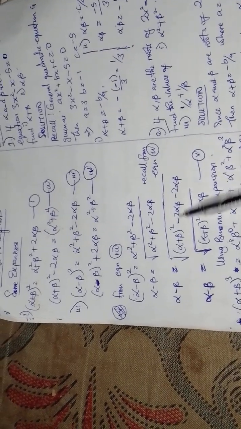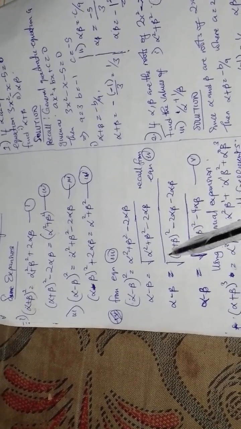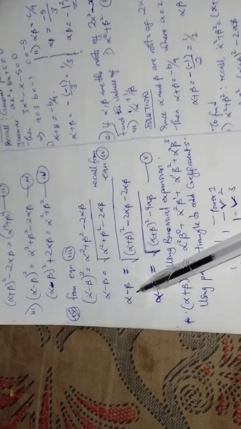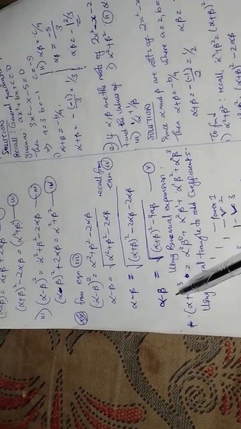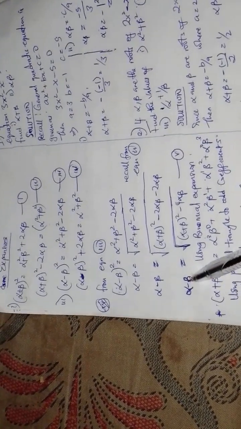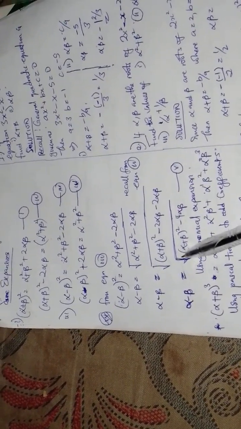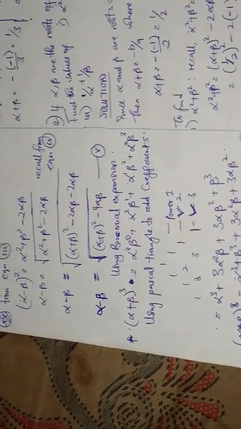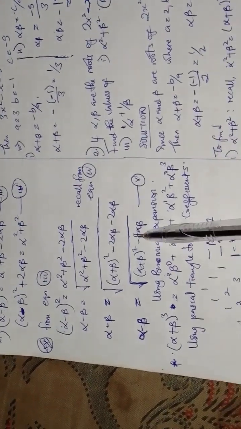So from here, we have alpha plus beta whole square minus 4 alpha beta to give us alpha minus beta, which is also equation 5. So equation 5 is alpha minus beta equals the square root of this. Are we together? All right, so that's how we got this.